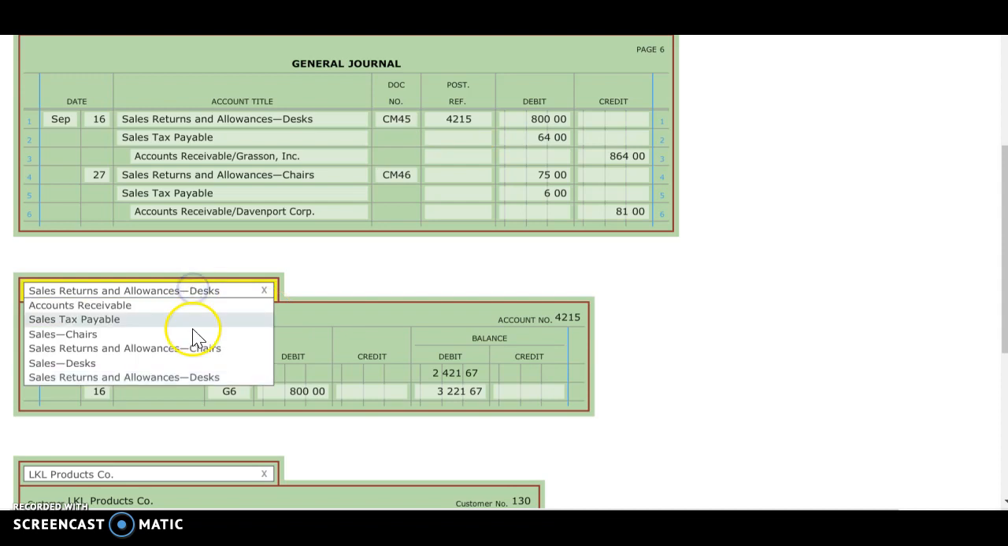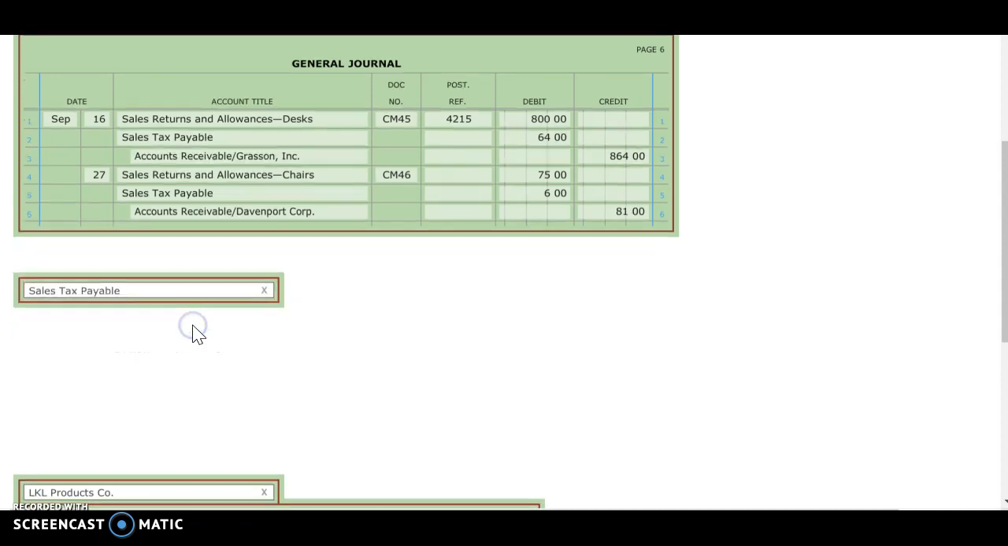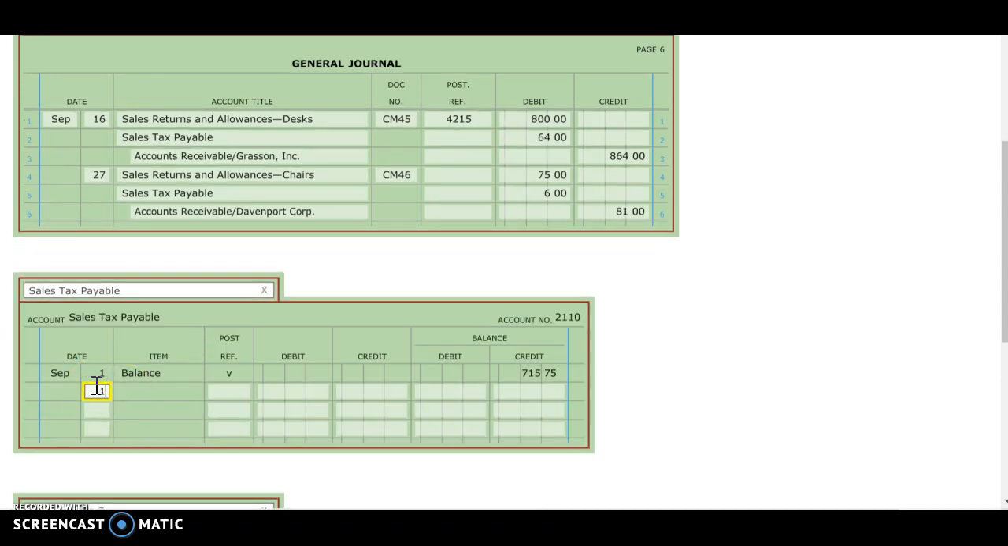Next, I have my sales tax payable. This is also in my general ledger. The 16th, general journal page 6. I have another debit of $64. So here I have a credit balance and I'm debiting that account. So I'm going to need to subtract. My new balance then is still a credit balance, $651.75. And account number 2110 goes back up.